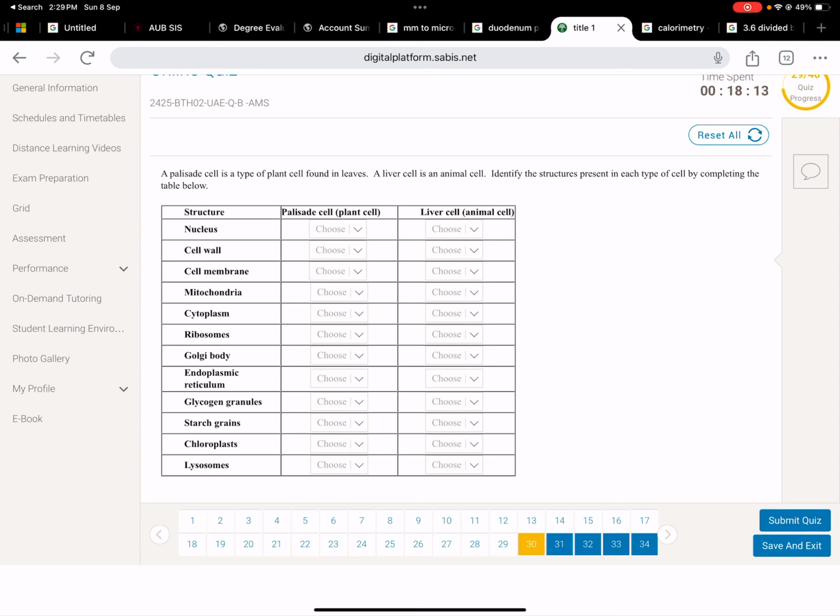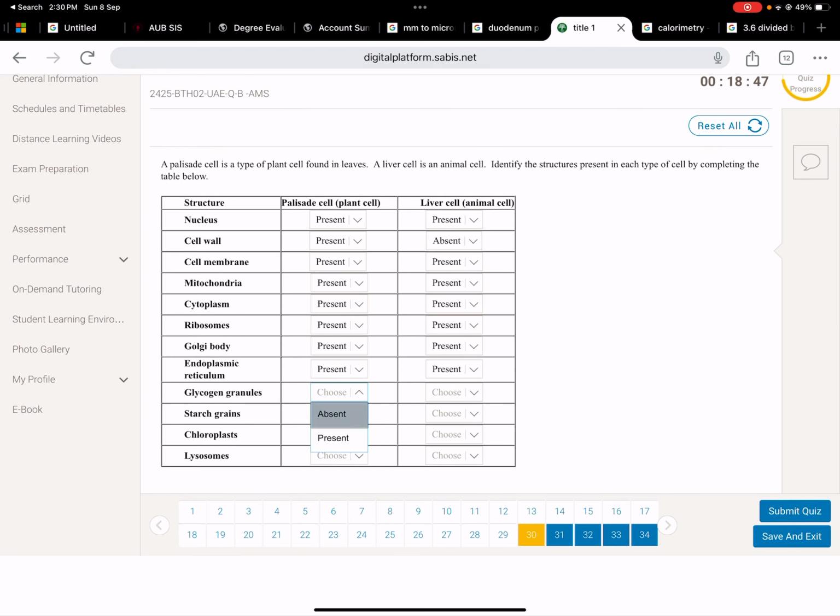Okay, so here we just have to say if the following structure is present or not. So since both are eukaryotes, both have a nucleus. Cell wall, remember cell wall, we only said it's present in plant cells, it's absent in animal cells. Cell membrane is present in both. Mitochondria is present in both. Cytoplasm is present in both. Ribosomes present in both, where protein synthesis occurs. Golgi body also present in both. Endoplasmic reticulum, it's also present in both.